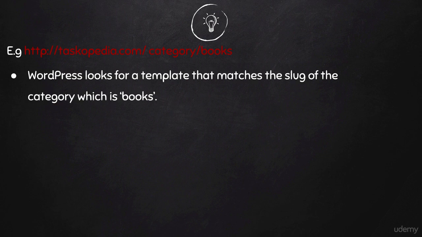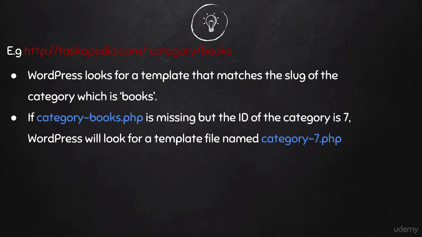Over here we have tascopedia.com/category/books. How will WordPress determine the template file that will be used to display the content of this particular URL? First things first, WordPress would look for a template that matches the slug of the category, which in this case is books. If you don't know what slug is, it's basically the name. Slug can be used interchangeably with name. So right now we can see that the name of this category, or the slug of this category, is books. So first of all, WordPress would look for a template file called category-books.